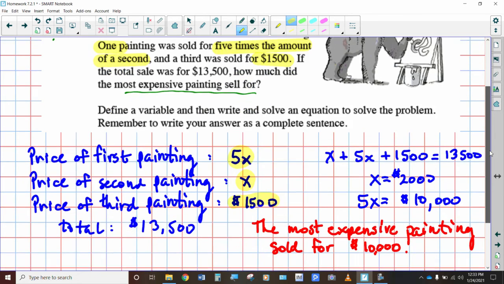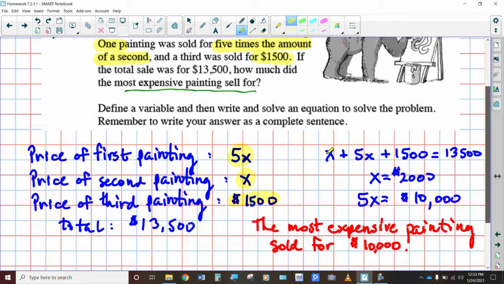So when you add all 3 of those together, the second painting with the first painting and then the third painting, they add up to $13,500. So let's combine like terms and solve for X. Once you solve for X, you get 2,000, and then multiply that times 5, it's 10,000.